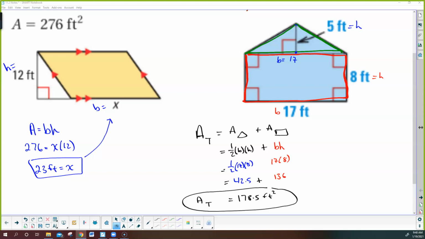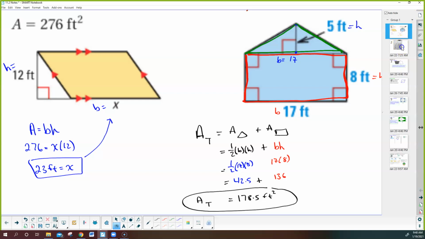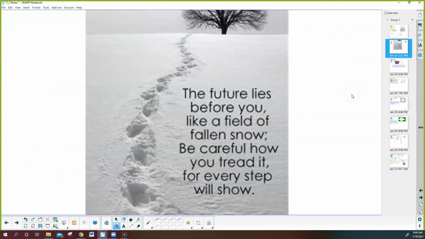Okay. Well, today's work is focused again on area, right? And we want to find, we had the area of triangles, rectangles, parallelograms, and squares. Well, today we're moving on to the other types of shapes that we studied in Chapter 8. Little quote for today: the future lies before you like a field of fallen snow. Be careful how you tread, or it will show every step.